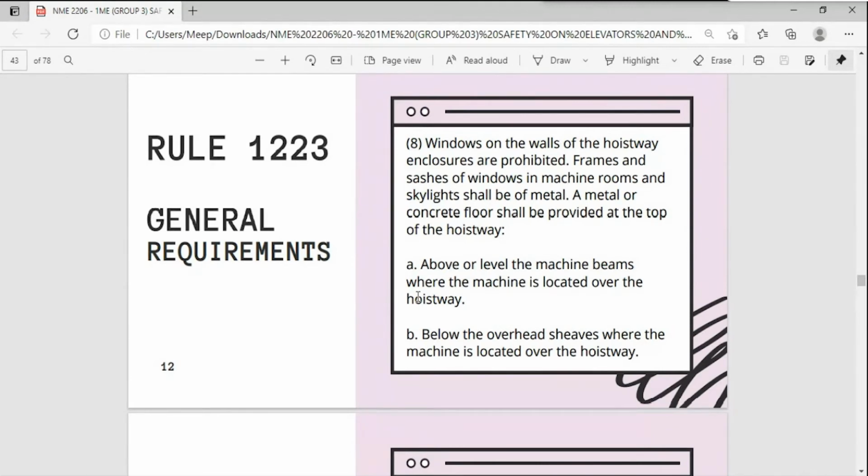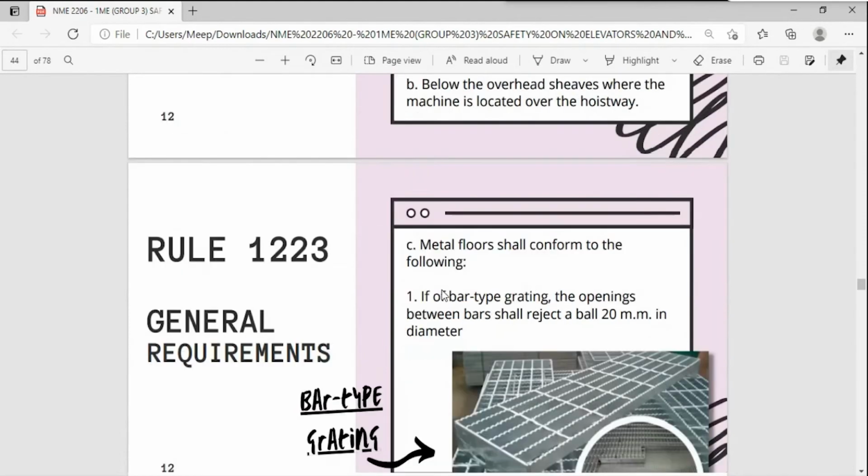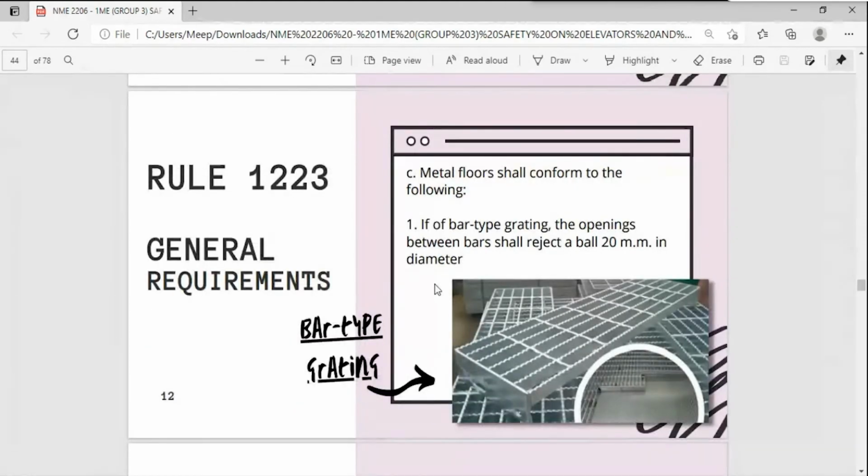Kumbaga, makikita niyo yung required vent area or windows na makikita sa hoistway ay prohibited po. Which kasama yung frames and sashes of the windows na kasama sa machine rooms ay kailangan po metal po siya. And the metal or concrete floor po provided sa hoistway.